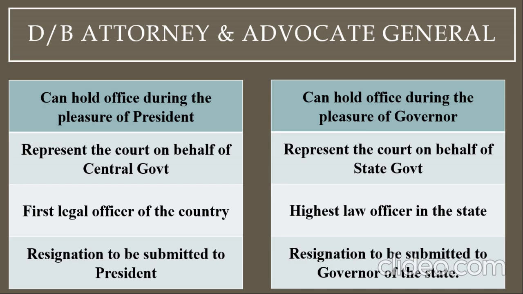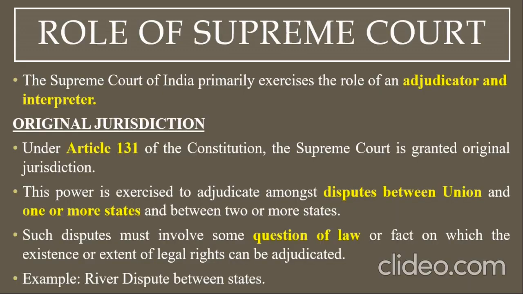Moving on to the roles of Supreme Court. The Supreme Court primarily exercises two things. First is adjudication of disputes, which means they solve the disputes. Disputes means the problems, cases, whatever comes before them, they give the judgment. That is what adjudicator of disputes means. Next is interpreter. The meaning of interpreter is understanding. So understanding of what? If there is any confusion in the Constitution by the governments, it will be the Supreme Court who will clarify the doubt on the Constitution. So that is what we mean by interpreter.